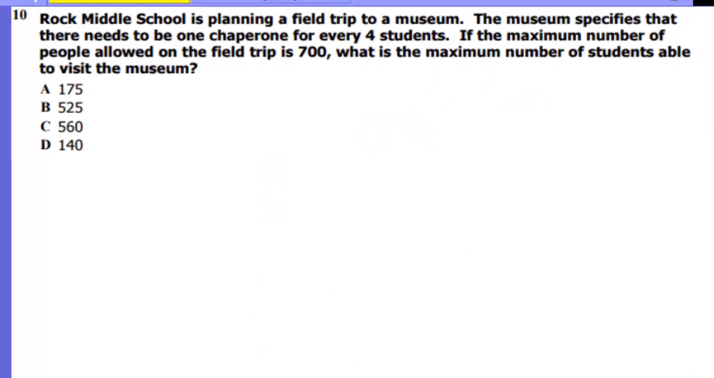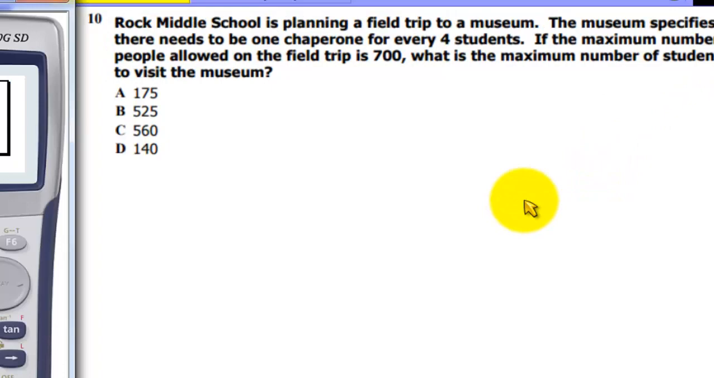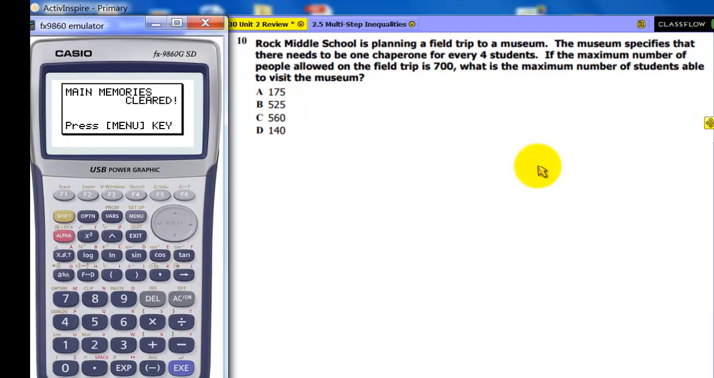Alright, last question. So we have here RMS, Rock Middle School, planning to have a field trip to a museum. The museum specifies that there needs to be one chaperone for every 4 students. If the maximum number of people allowed on the field trip is 700, so maximum is 700, what is the maximum number of students able to visit the museum? Alright, first let's try to identify how many groups can go given that the maximum number of people allowed on the field trip is 700.